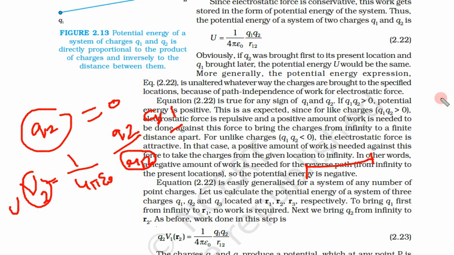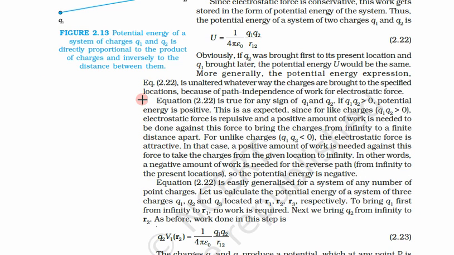So this remains same. They are trying to say whether we bring charge 1 first or charge 2 first, work will be same and it is path independent. Why? Because there is only R in the formula, not the direction of R. Now this equation 2.22 is true for any sign of Q1 and Q2.